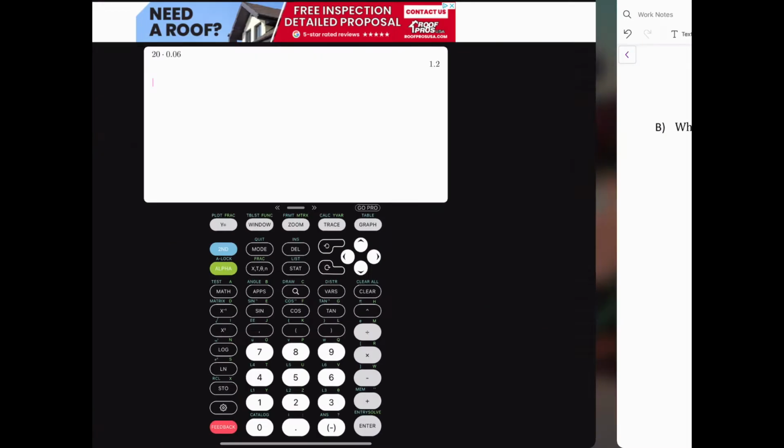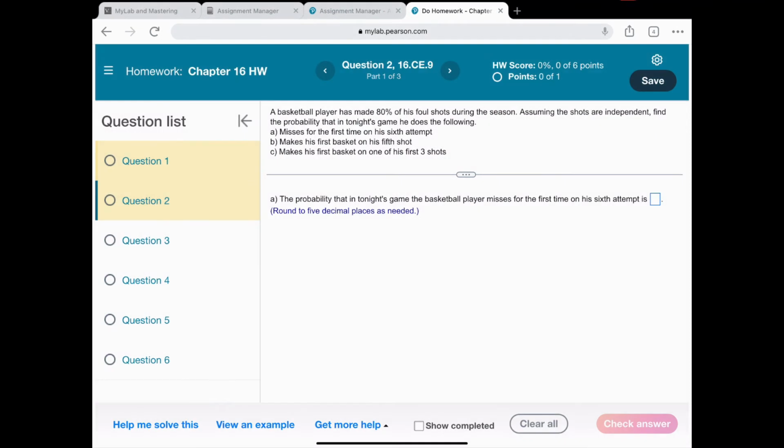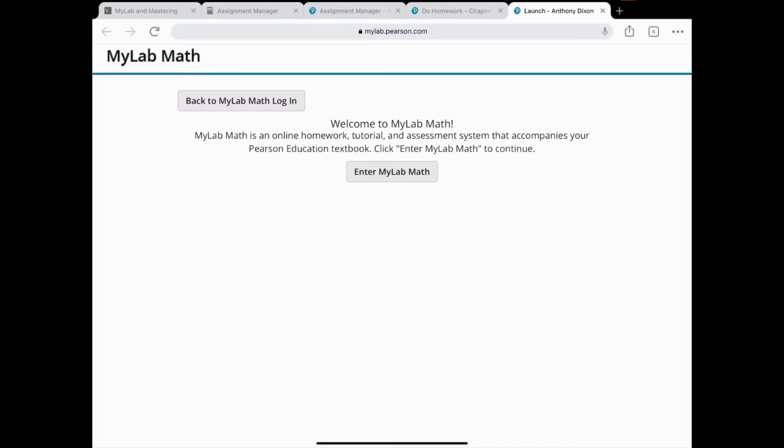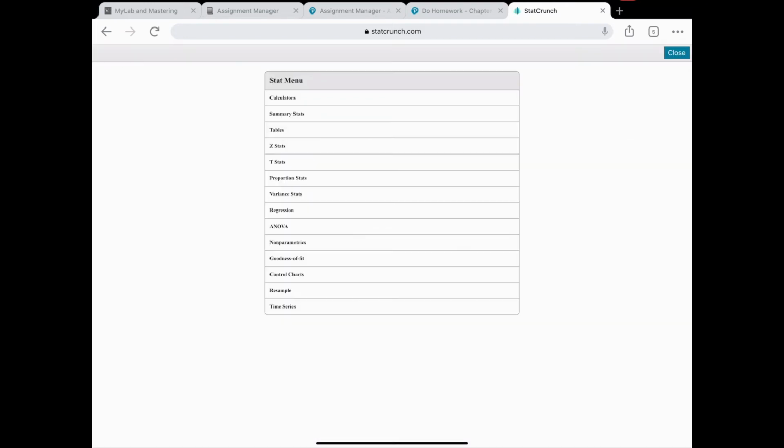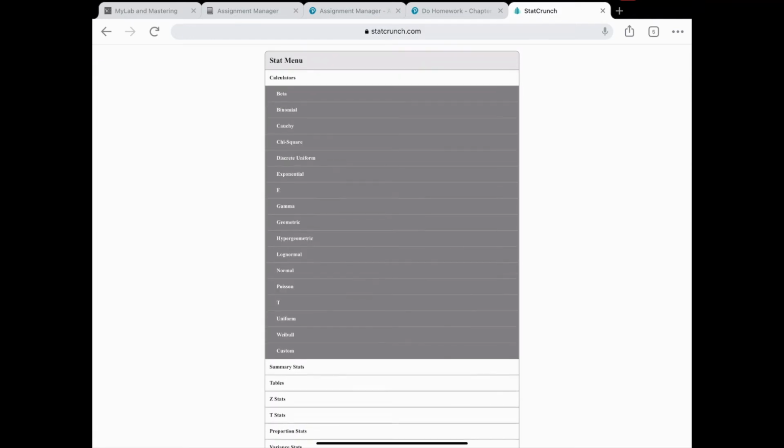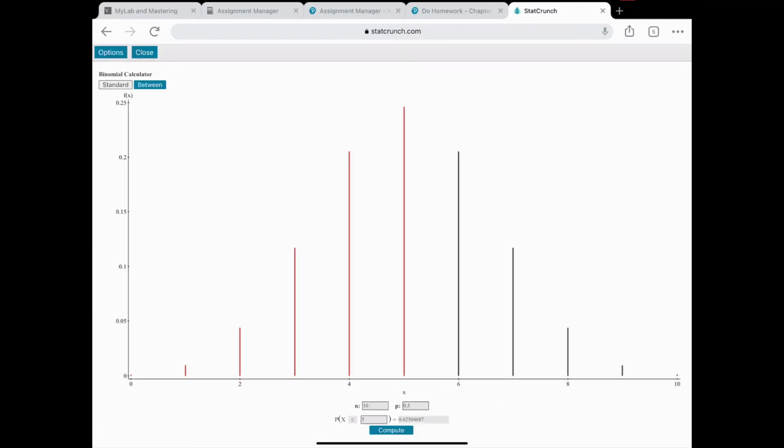All right, so let's go over there. Once again, in your homework, if you click on Get More Help and don't see a link for StatCrunch, click on StatCrunch. I need to log in. Now to get to our binomial calculator, it's in the same location as the geometric calculator. We hit Stat, we go to Calculators, and Binomial.